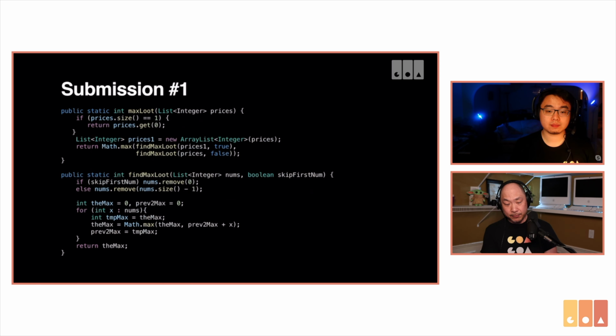So within find max loot, you'll see that he actually uses the flag skip first num. So skip first num would either remove the first element or remove the last element, depending on whether that flag is true or false. And then it goes into this iterator, the for loop. There he has two variables, the max, which in my diagram showed you, say, the 3, and then the previous max. So he compares the current max to the previous max plus the next house. And then it just keeps going on in that iterator like that. So that's what he did. It works. It gives the right answer.